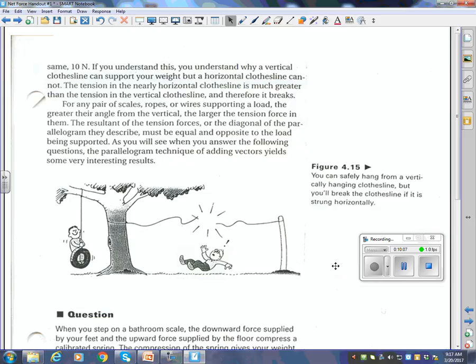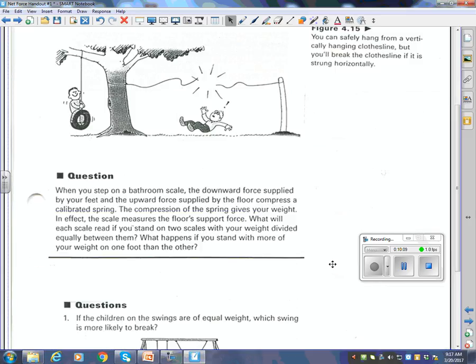So here's a question. When you step on a bathroom scale, the downward force supplied by your feet and the upward force supplied by the floor compress a calibrated spring. The compression of the spring gives you your weight. In effect, the scale measures the floor's support force. What will each scale read if you stand on two scales with your weight divided equally between them?